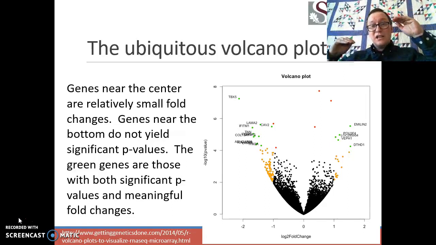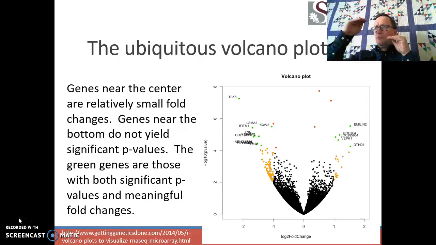That, in essence, the lower the p-value is, the higher it appears on a volcano plot, and the higher the p-value, the lower it appears on the volcano plot. The other dimension that we're considering for each gene is the fold change. So you might imagine that the signal is 3 times as great in cohort B as it is in cohort A. And for something like that, we would have a 3-to-1 fold change.